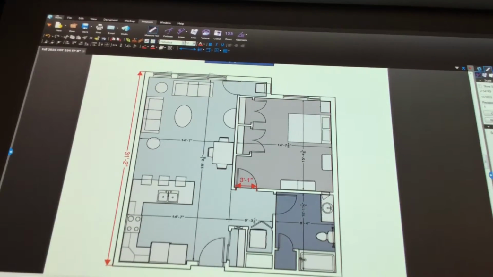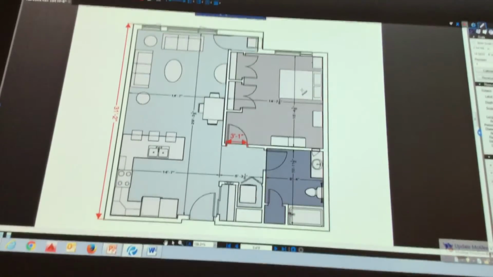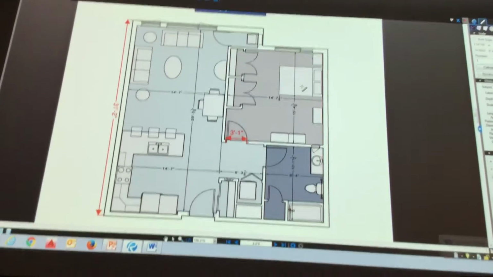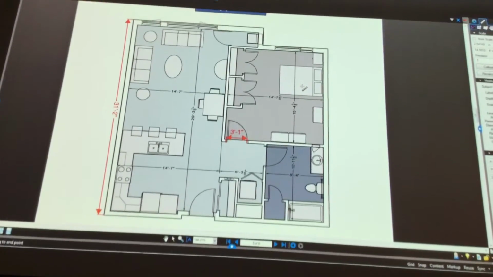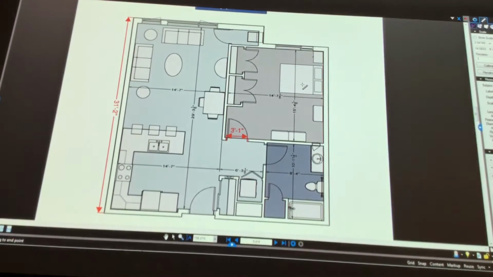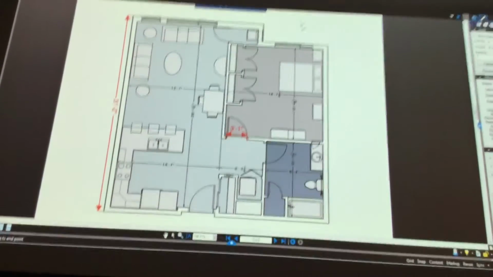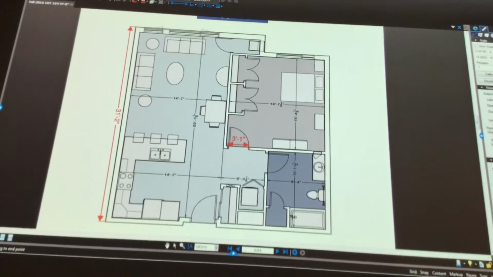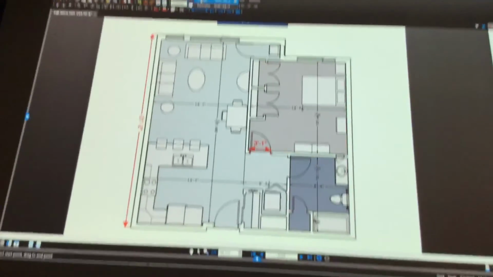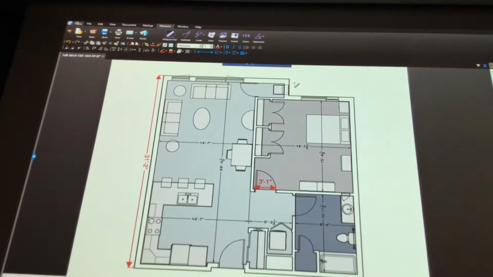Beyond that, everything else in here can be measured. Once you calibrate it, those are the only 2 things you need to do. Calibrate it first: pick 2 points and then type in the dimension that you see. Once you do that, you move over to linear dimension here, the length, and you can measure anything you want.